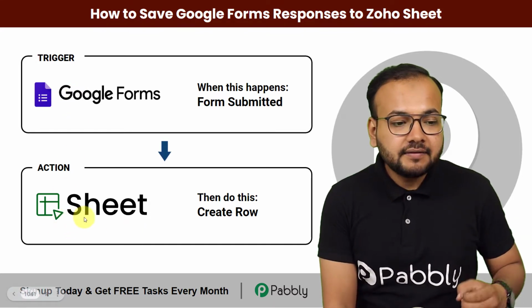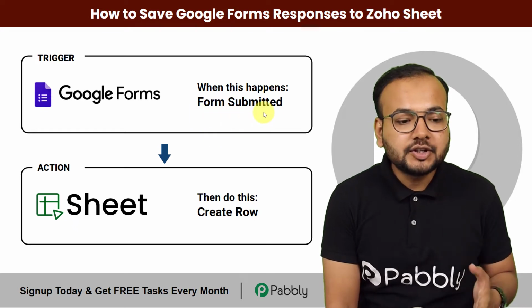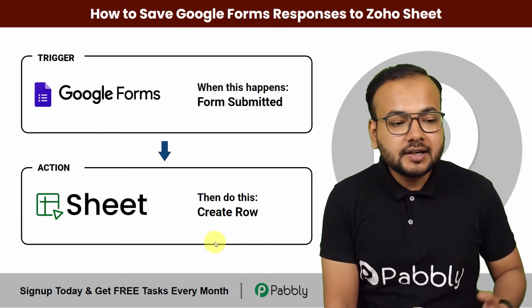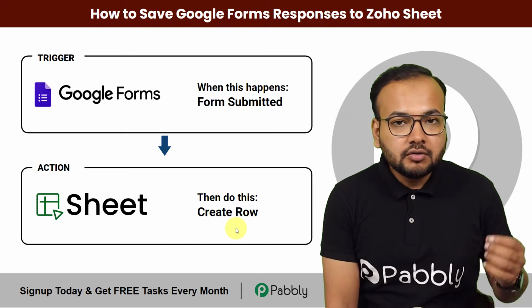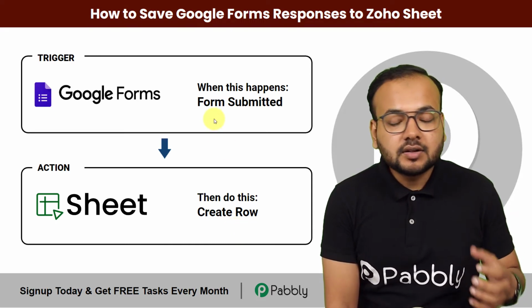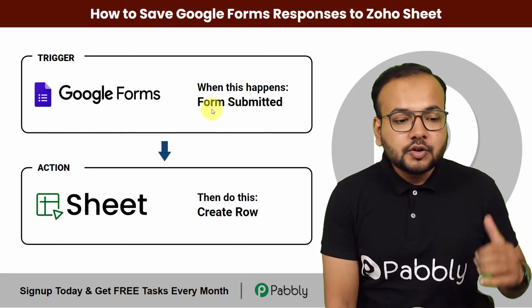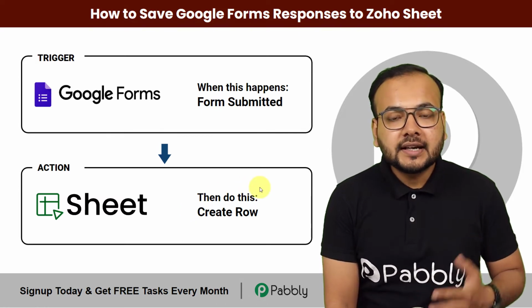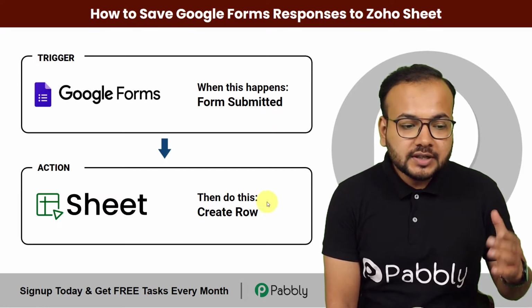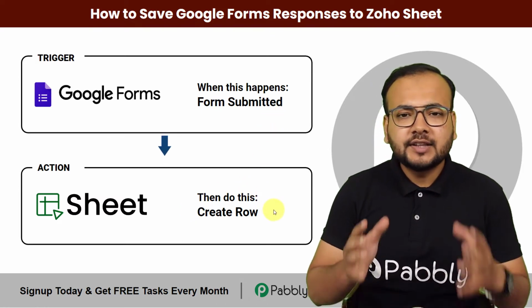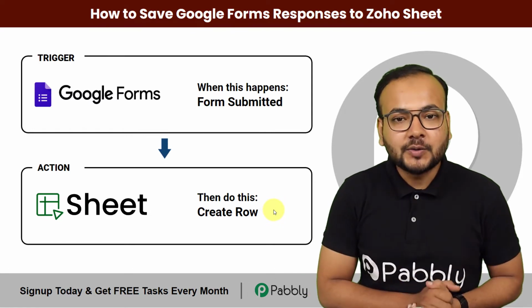in such a way that whenever you are going to receive a form submission, a new row will be created in Zoho Sheet, and in that row you will receive some specific details of the form submission. And guys, to make this happen, we are using Pabbly Connect, which is an automation tool, and you can set up this automation very easily without any coding. Let me show you how.